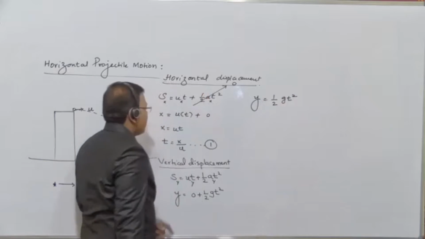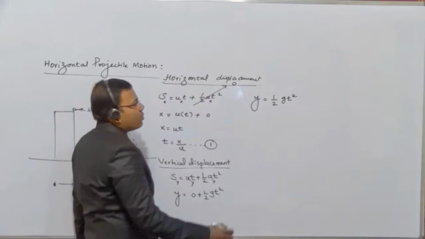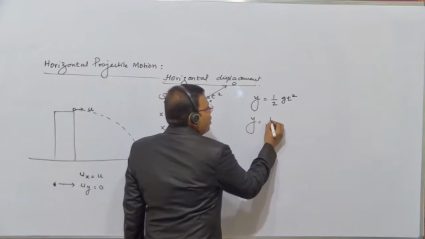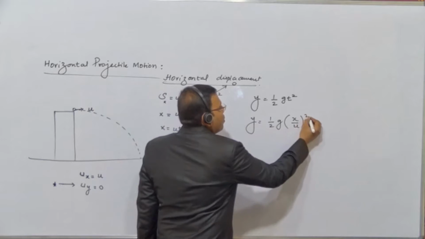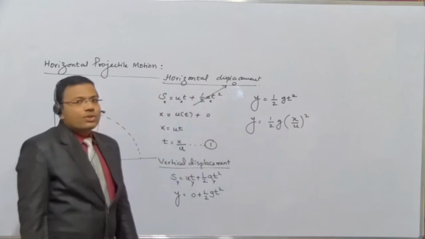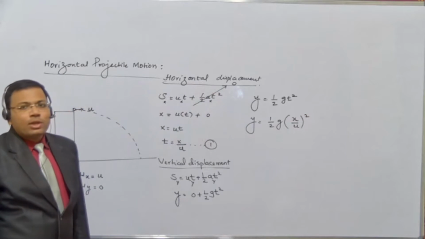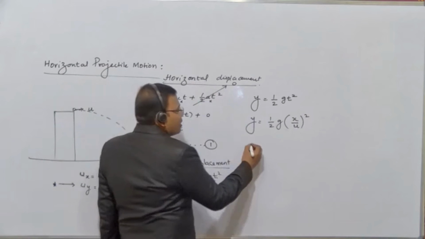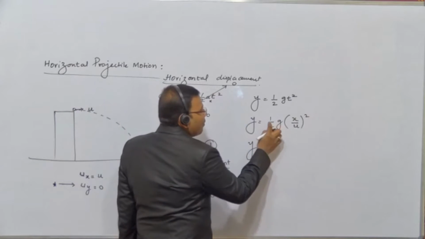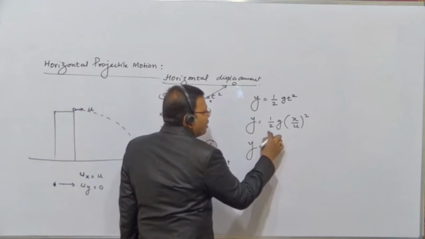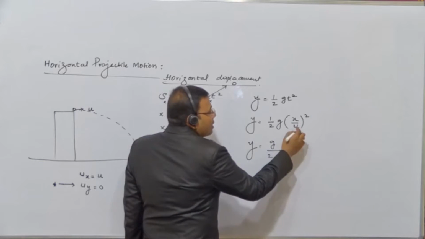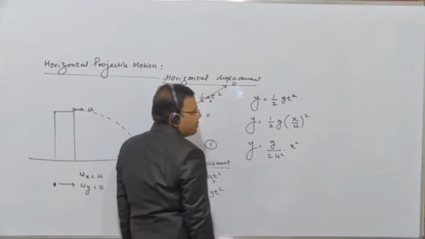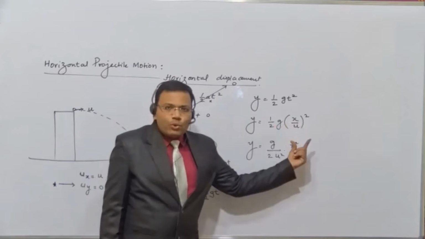What is this t? t is nothing but x by u, we are getting. So let us substitute: y is equal to 1 by 2 g, and this is x by u whole square. y is equal to 1 by 2 g, x by u square. So just open it, see what we are getting. 1 into g, it is g by 2, and this I can write as x square by u square.